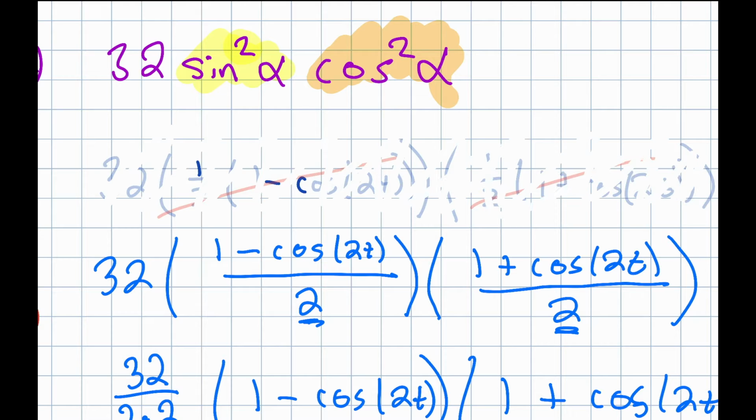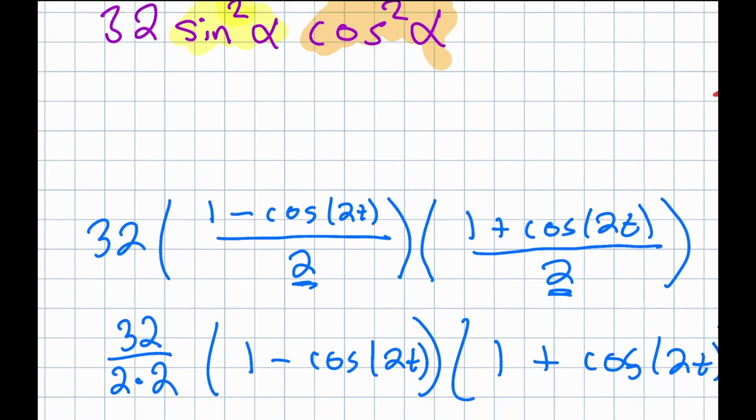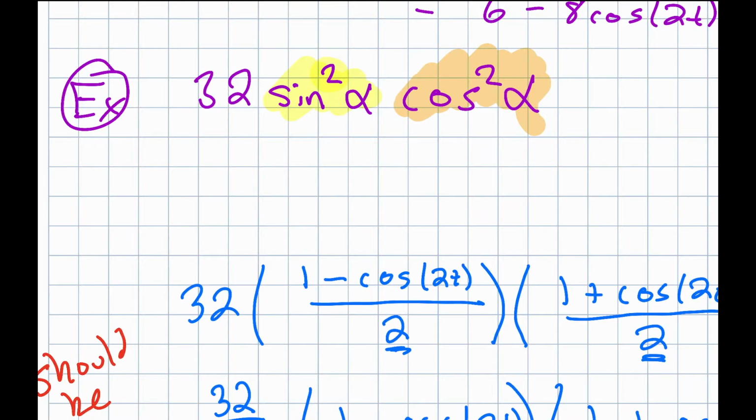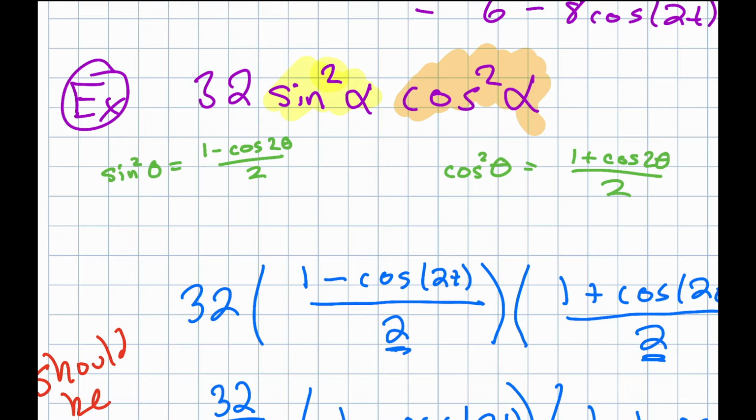So let's cross that all out. So if you're going to do this one, you've got a sine squared. There's an identity. You've got a cosine squared. That's an identity. And we used the form that looked like this. Sine squared theta was 1 minus cosine 2 theta over 2. And for cosine squared, theta is 1 plus cosine 2 theta over 2.